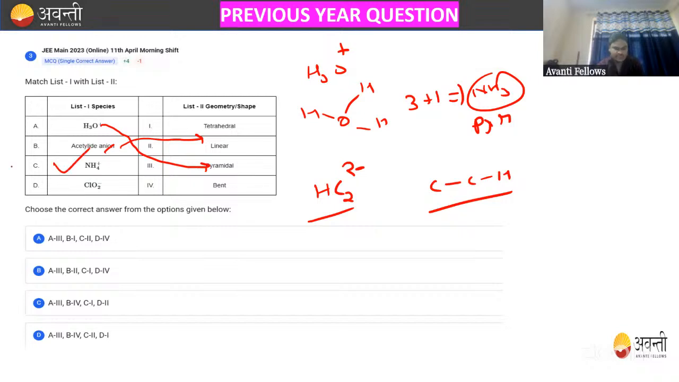Now next we have NH4+. NH4+ again 4 bond, तो टेट्राहेड्रल। क्या बचा? ClO2−, bent. So which option is correct, beta? B. So option B is absolutely correct. Is this clear, everyone?